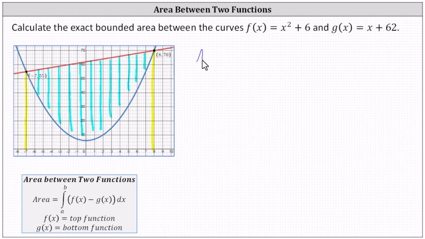The bounded area A equals the definite integral from -7 to +8 of, again, the integrand function is going to be the linear function minus the quadratic function, which is the quantity x plus 62 minus the quantity x squared plus 6, integrated with respect to x. Let's simplify the integrand function. Let's write the terms in descending order. We have -x squared plus x, and then 62 minus 6 is +56, giving us +56.